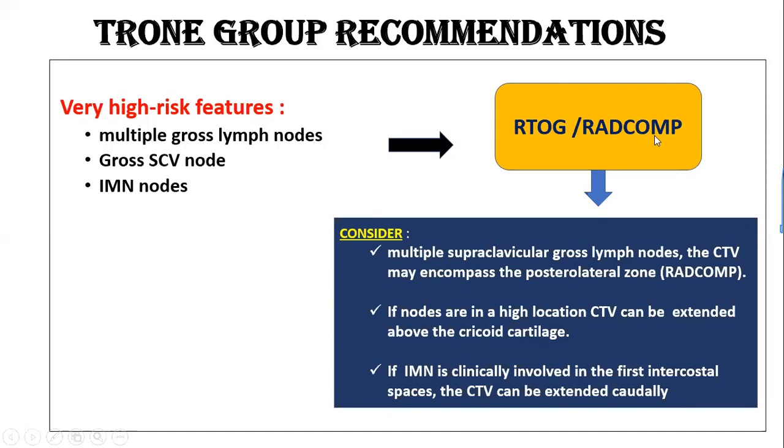However, we should again take into consideration the relapse patterns which are not met with all the three guidelines. So we should extend here the posterior lateral region, as we have done in the RADCOMP guidelines, and even the superior supraclavicular region, we should try to extend our cranial border even higher than the cricoid cartilage. And into the IMN, because it doesn't take the fourth and fifth intercostal space, we should extend our CTV caudally to include the fourth and the fifth intercostal space, because these are the very high risk features.